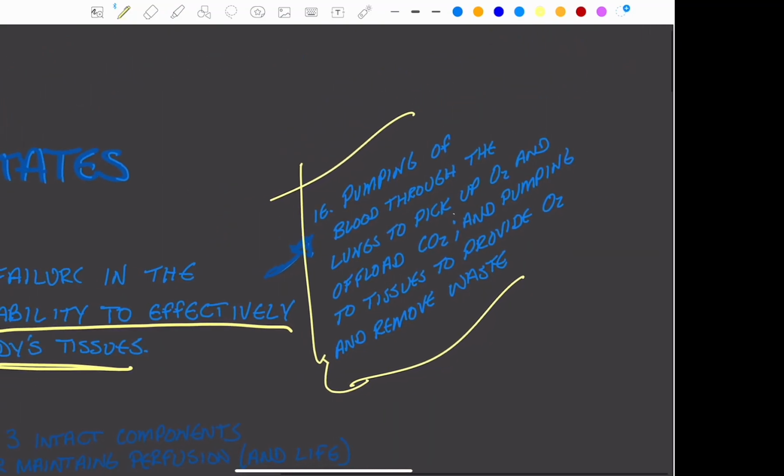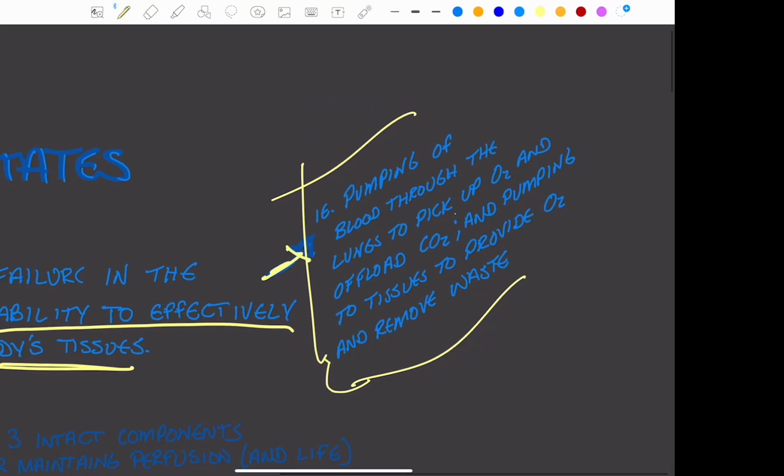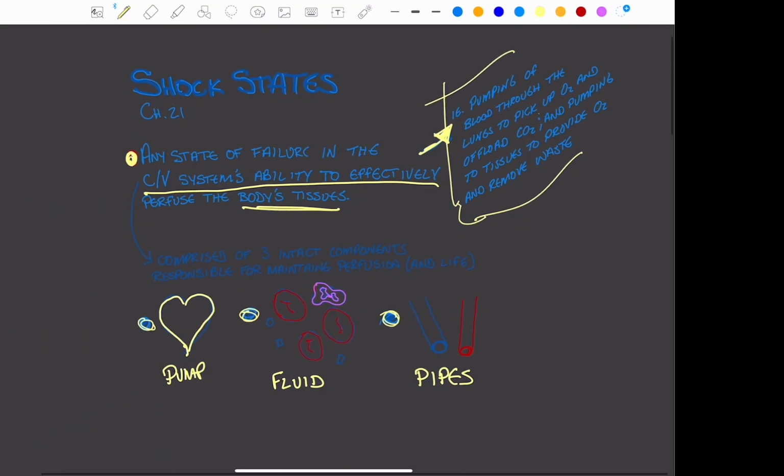So again, perfusion, just to remember, I feel like I'm beating a dead horse at this point. It's the effective pumping of blood through the lungs, where it picks up oxygen and dumps off carbon dioxide, and then pumping that oxygenated blood to the tissues wherever they might be in the body, where it'll offload the oxygen, pick up waste products and carbon dioxide, and bring it back to the lungs for exhalation.